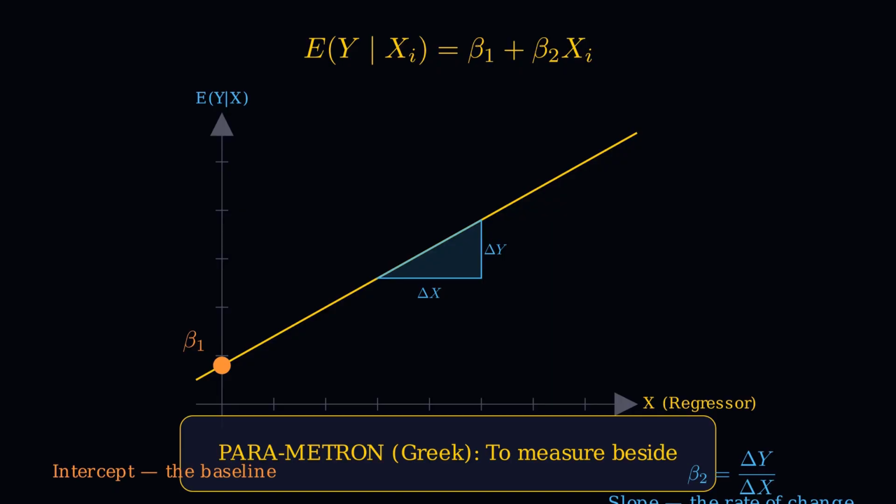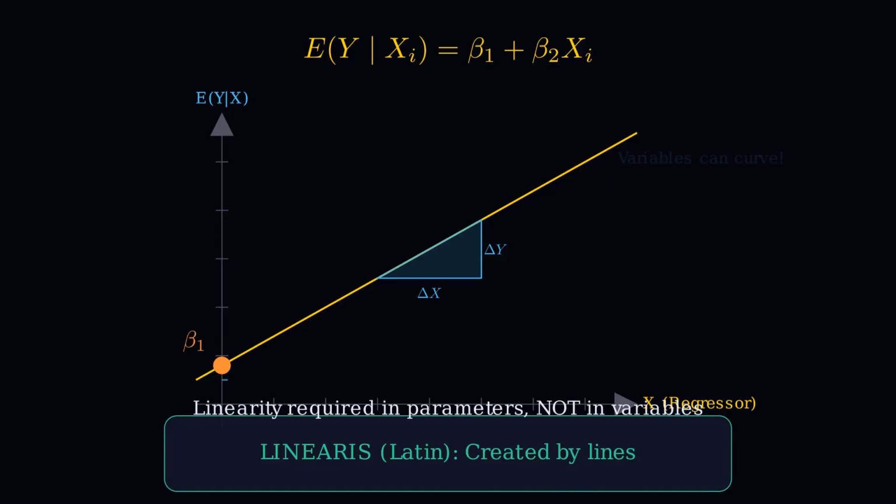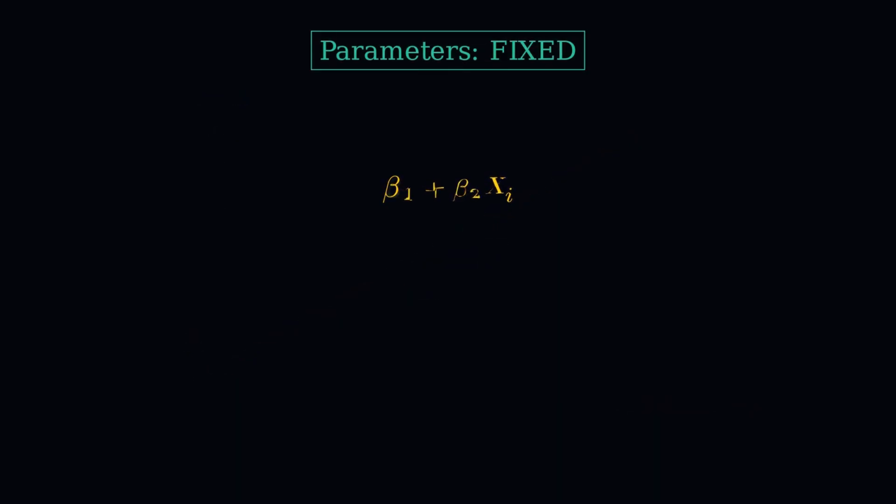And here is a crucial secret. When we call this a linear regression model, we do not mean the world is a straight line. Econometrics only requires linearity in the parameters. The beta symbols can never be squared or raised to a power. Human behavior can curve and bend, but the mathematical rules governing the parameters are absolute.